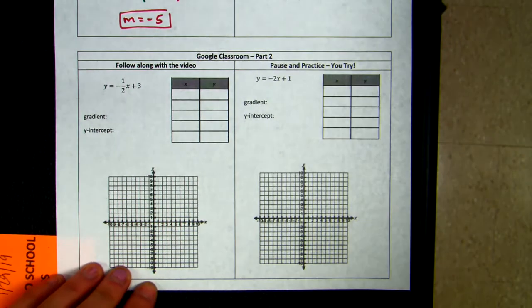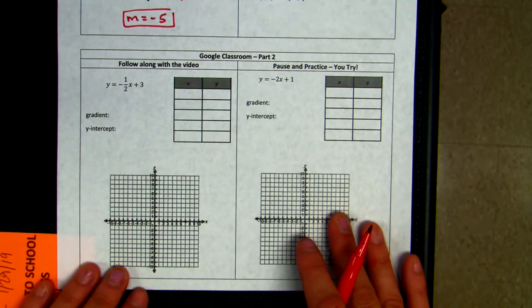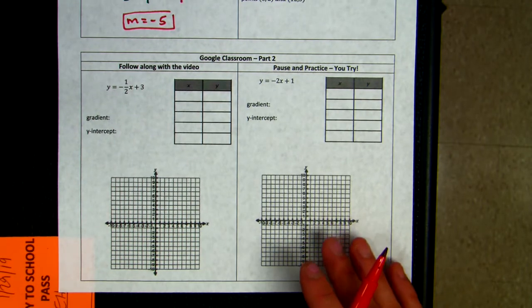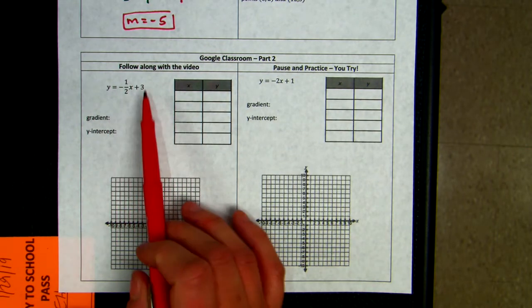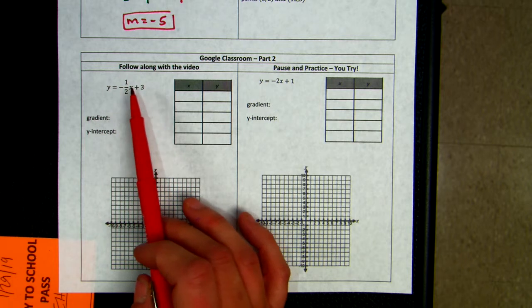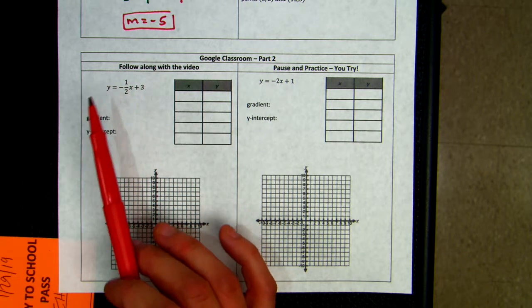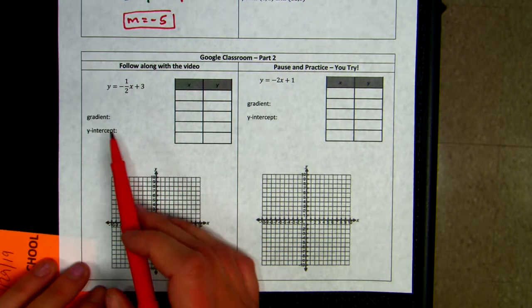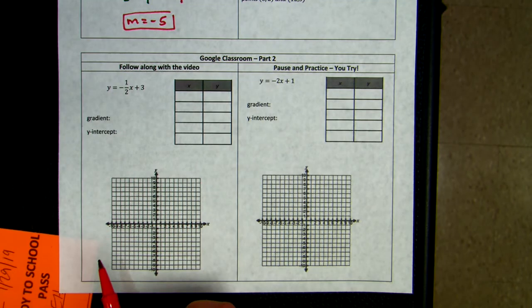Next one we're working with here is our multiple representations. This one's a lot of calculator work. We always start with our equation, or we have always started with our equation, and we want to label 2 important points, our gradient and our y-intercept.